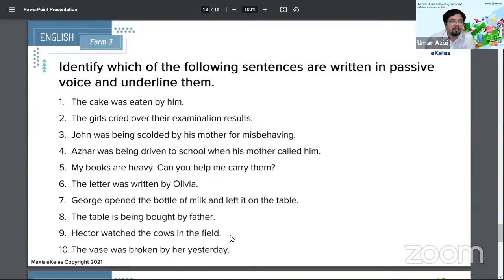Which one do you think are written in passive voice? From 1 to 10, which one do you think were written in passive voice? Now feel free to guess and we'll see which ones were right and wrong.